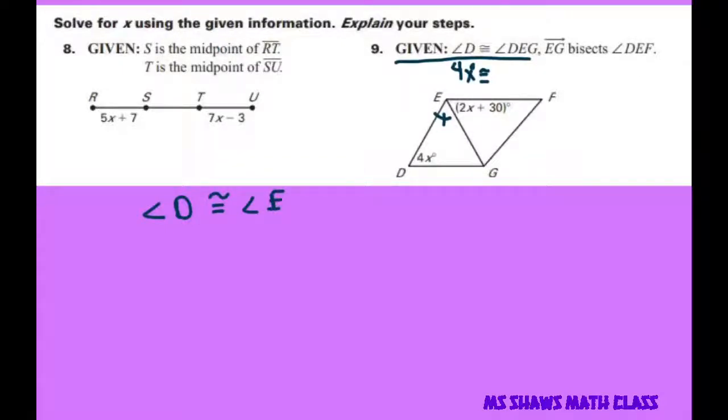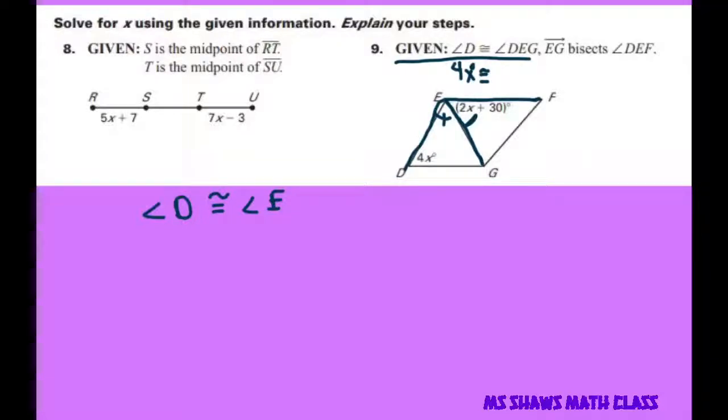Now, where's EG? EG bisects DEF. So it bisects DEF. Therefore, these two angles will be the same, because the definition of bisect means it cuts it in half.